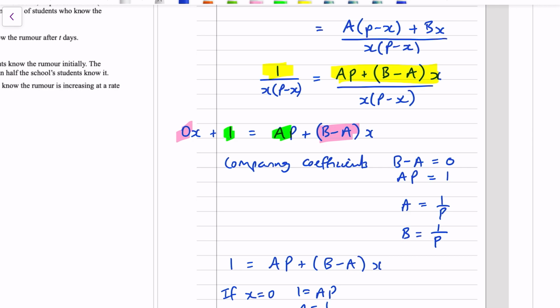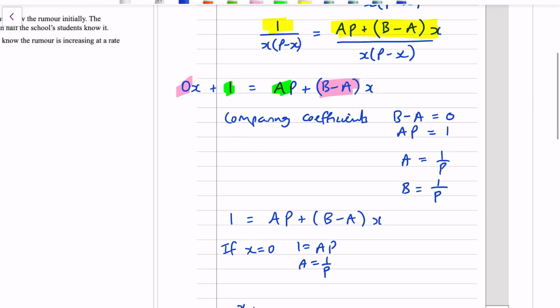But if we choose x is equal to p, then we get 1 is equal to ap plus b minus a times p. But we know that a is equal to 1 over p.